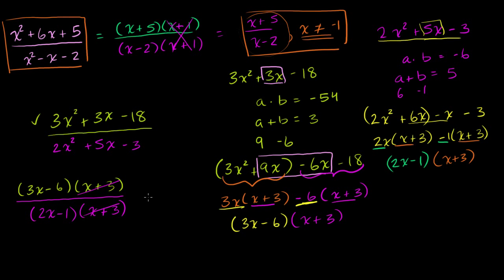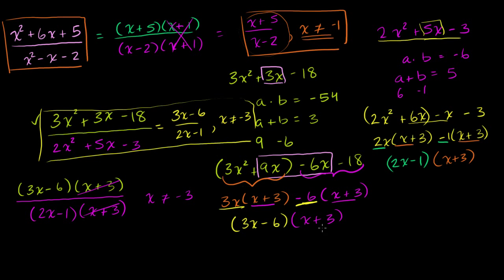So we have to say that x cannot be equal to negative 3. So this expression up here is the same thing as 3x minus 6 over 2x minus 1, granted that we also impose the condition that x does not equal negative 3. Hopefully you found that interesting.